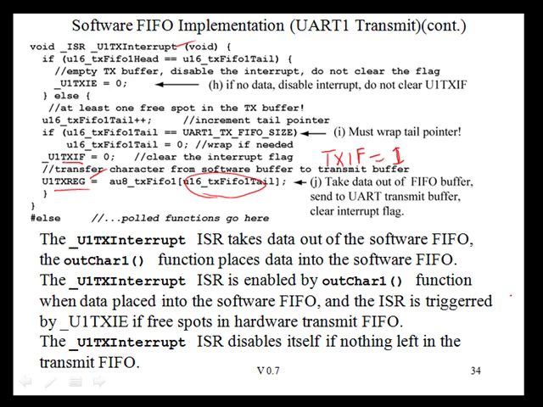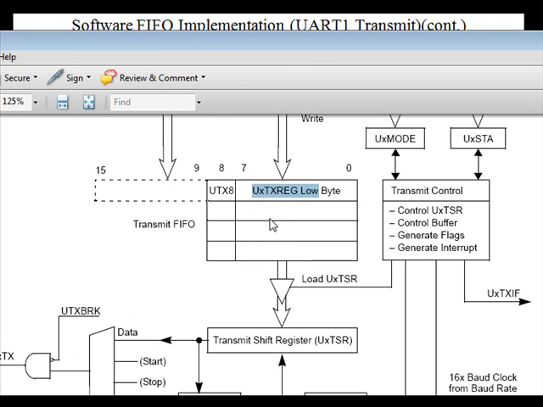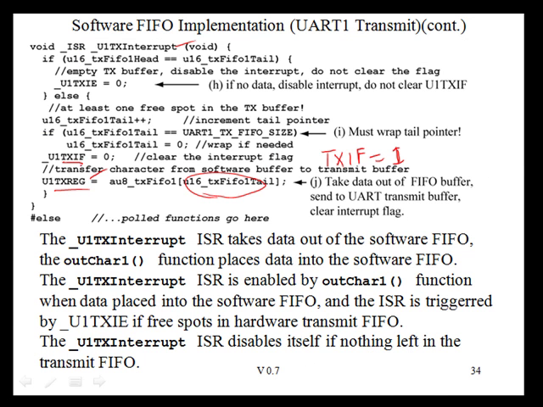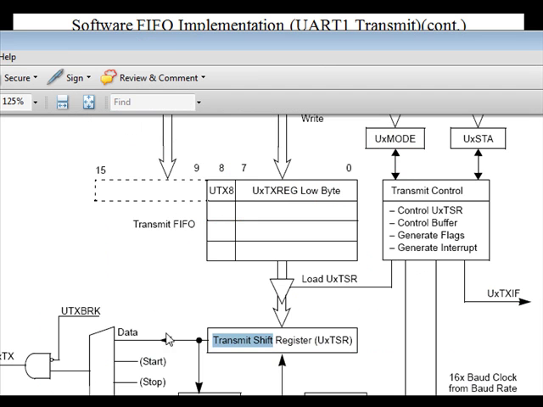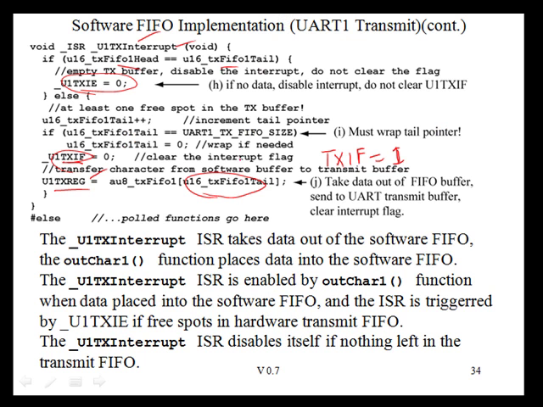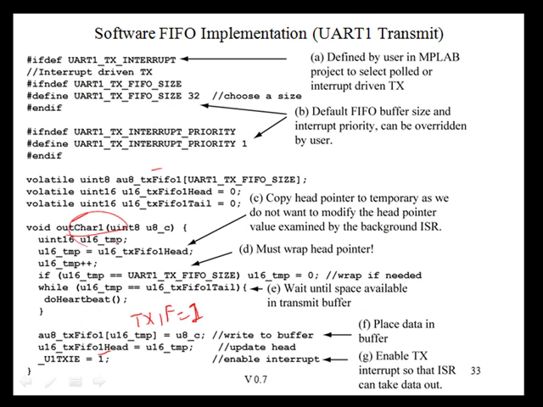The transmit register that it's writing to is going to be this transmit FIFO. At that point, what's going to happen is the data in the transmit register that we just wrote is going to be immediately transferred to the transmit shift register, and the transmit flag will be set once again. That will actually trigger yet another interrupt, and then we'll detect that the head is equal to the tail, and we will disable ourselves. Meanwhile, we will be shifting data out of this transmit register, out this pin, and then we are free to call the out char routine again to dump more data into our software FIFO.